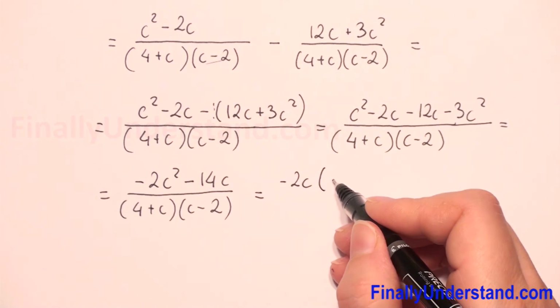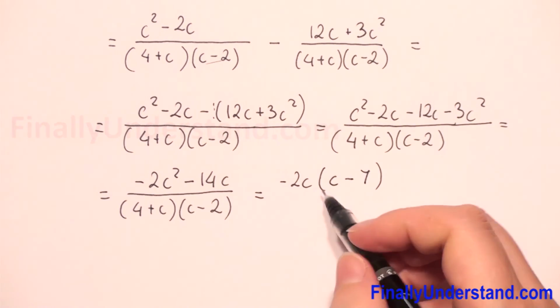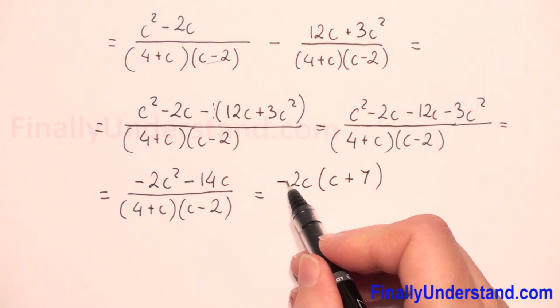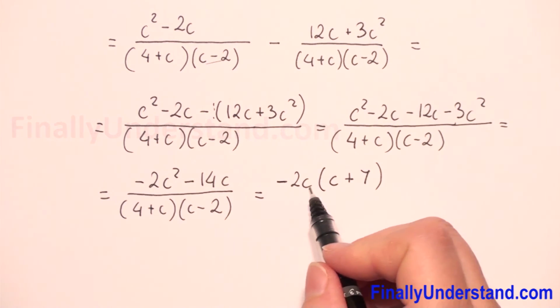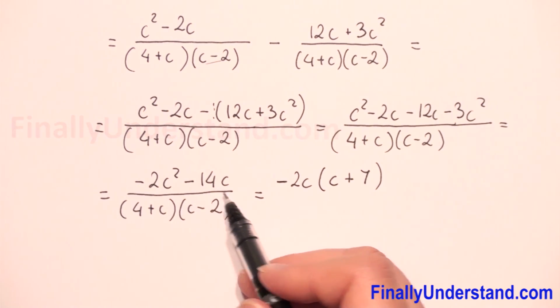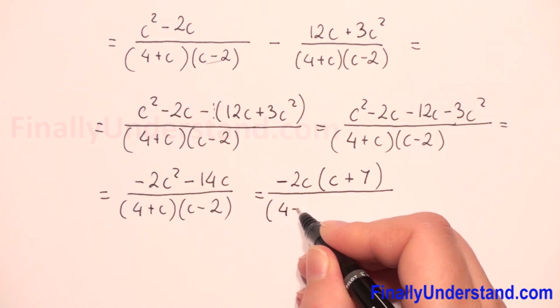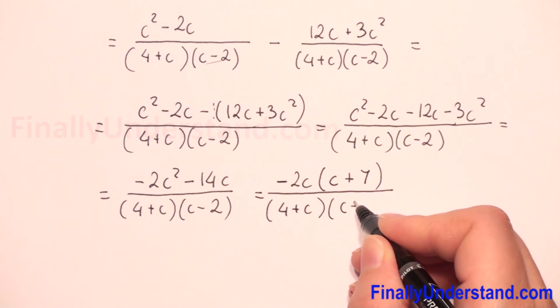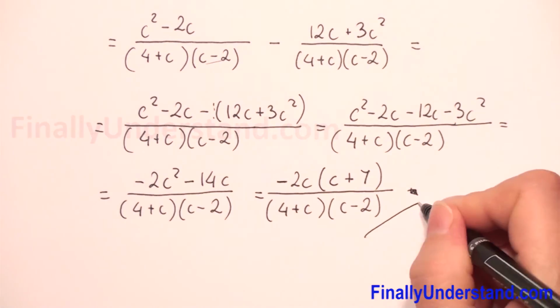So in parentheses will be c plus 7, of course plus, because I factorize the negative sign. Negative 2c times c is negative 2c squared, and negative 2c times 7 is negative 14c. So everything is the same. And the denominator we have to copy. And we see that in the parentheses we have different terms. This is my solution.